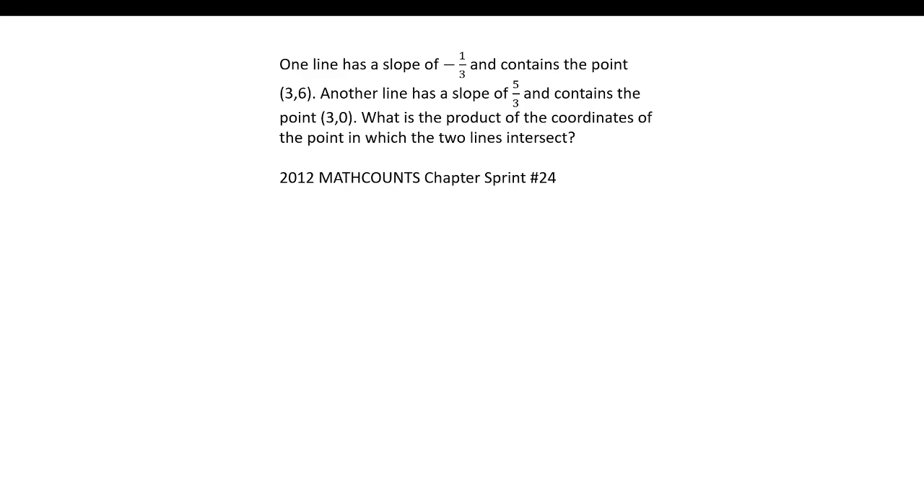Next one, we didn't really get a picture here either. One line has a slope of -1/3 and contains the point (3, 6). Another line has a slope of 5/3 and contains the point (3, 0). What is the product of the coordinates of the point in which the 2 lines intersect?